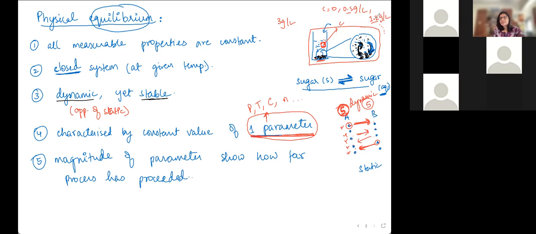So that way this particular parameter will keep changing. And as it changes, I can figure out how far I have come to reach saturation, that is, to reach equilibrium. And the moment it hits 3 gram per liter and does not change, that's when I can figure out that the parameter has reached its constant value, meaning equilibrium has been established.